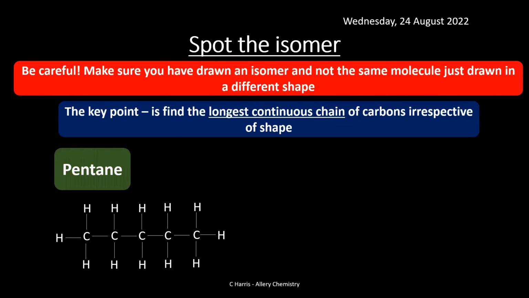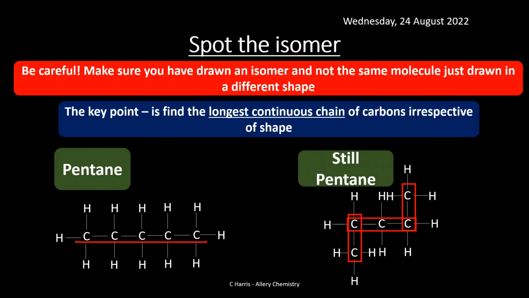Okay, so let's have a look at pentane. And this one is still pentane. Okay, it looks different, doesn't it? It looks very different. But the longest continuous chain in both of these molecules is exactly the same: 1, 2, 3, 4, 5. Now that looks different to that, but both are exactly the same. It's not an isomer because the longest continuous chain is the same.